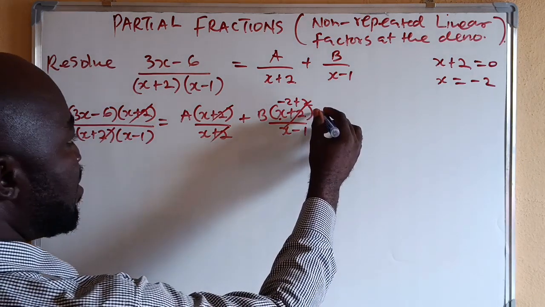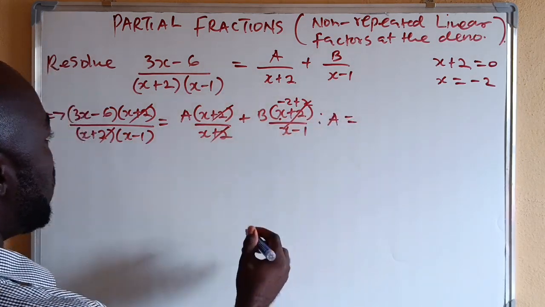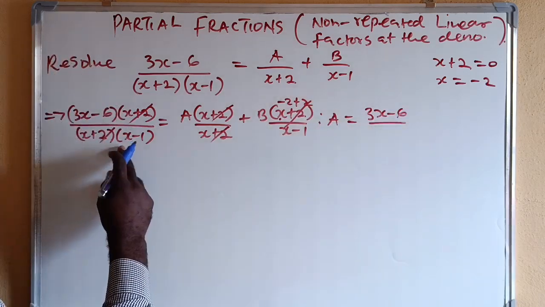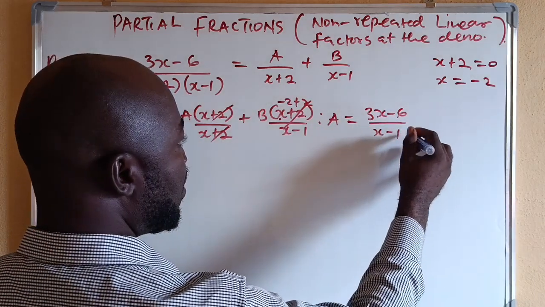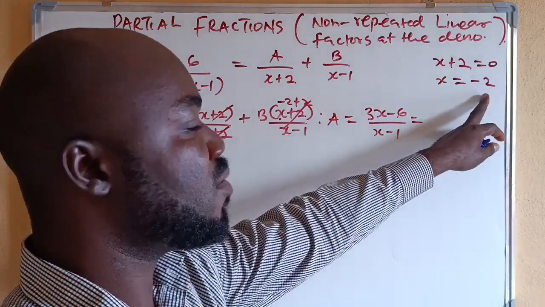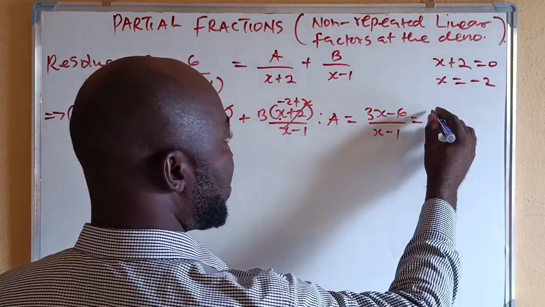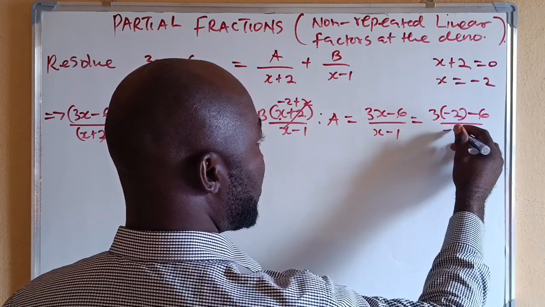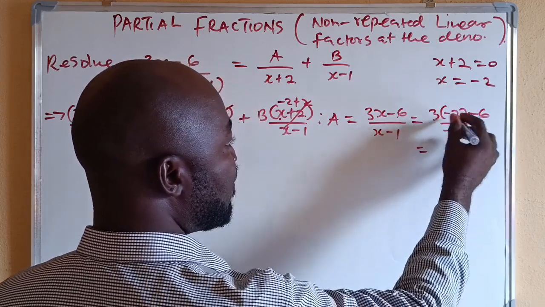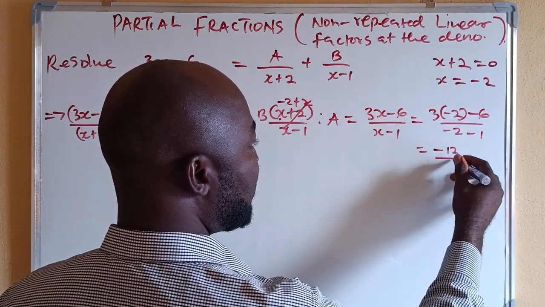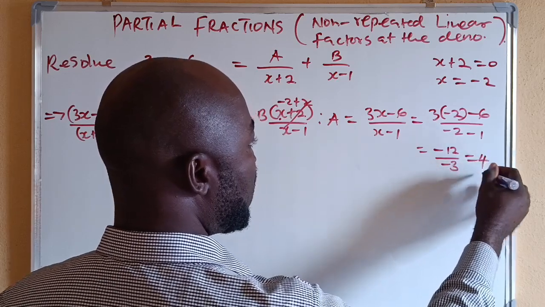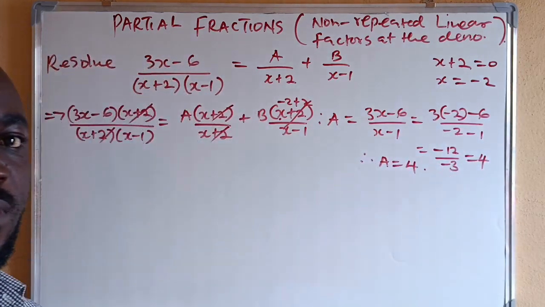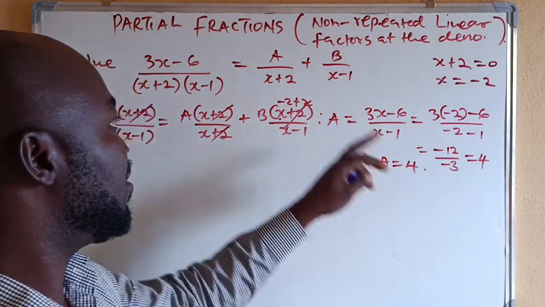So my A will now be equal to 3x minus 6 divided by x minus 1. And then take note that my x is minus 2. So I will have 3 bracket minus 2 minus 6, and then minus 2 minus 1. So I'm going to have minus 12 divided by minus 3, and that is 4. Therefore, my A equals 4. So I will repeat the same process to get my B.